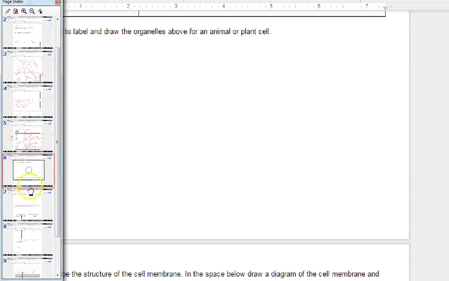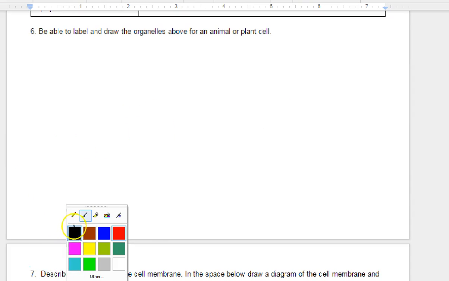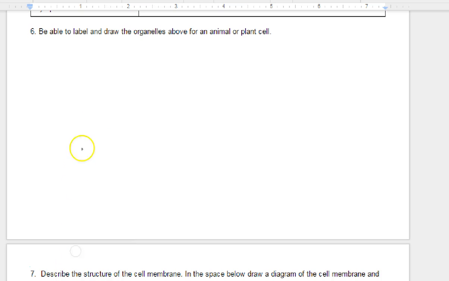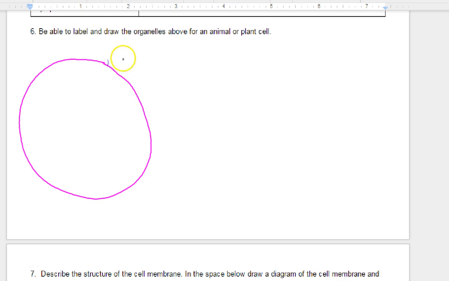All right, our next question is talking about drawing the cell. So we're going to first draw an animal cell. Okay, so we're going to draw the cell membrane here. We'd have the nucleus with the nucleolus inside. Okay, we're going to have the rough ER that surrounds it out here, and in order to make it the rough ER, we would want to put little dots all over it. You know that it is rough ER if there's tons of dots.